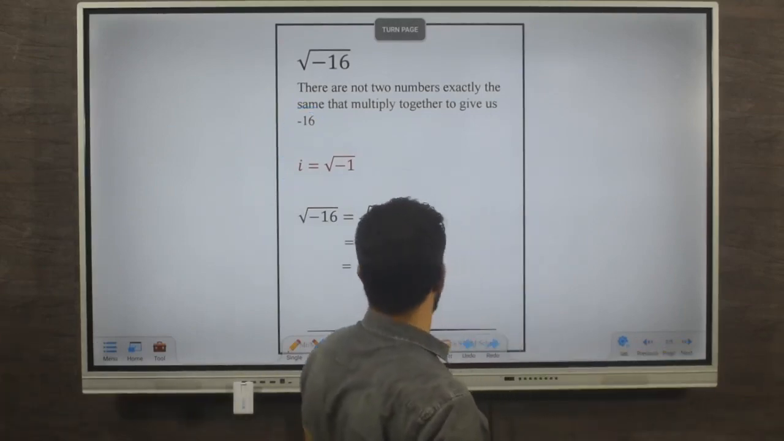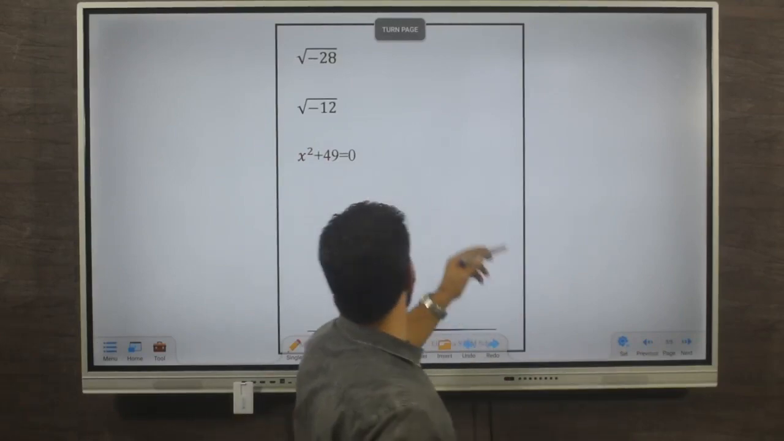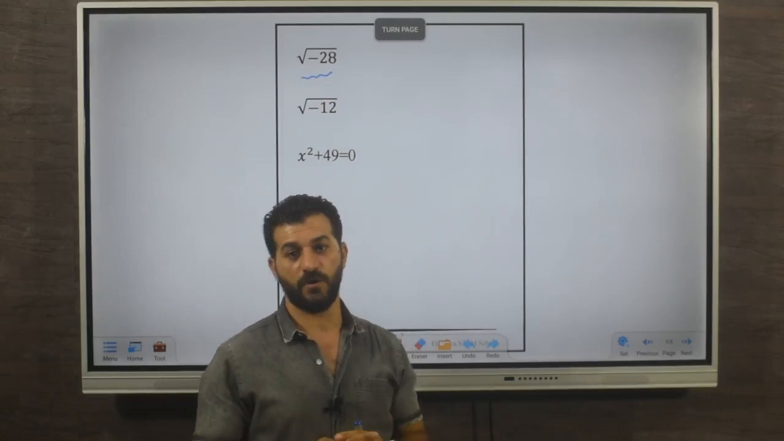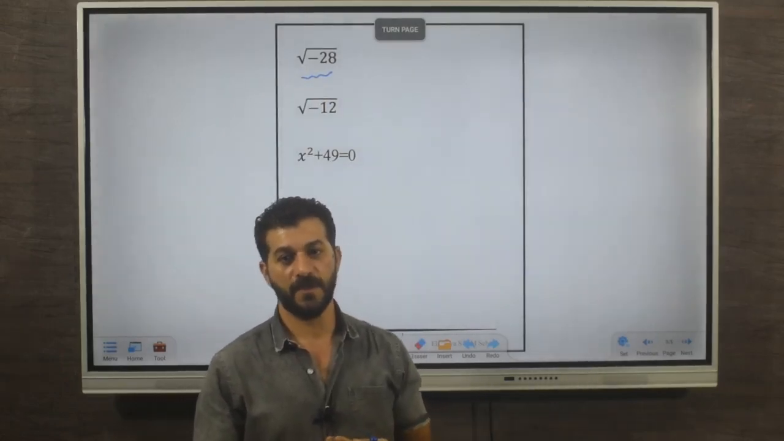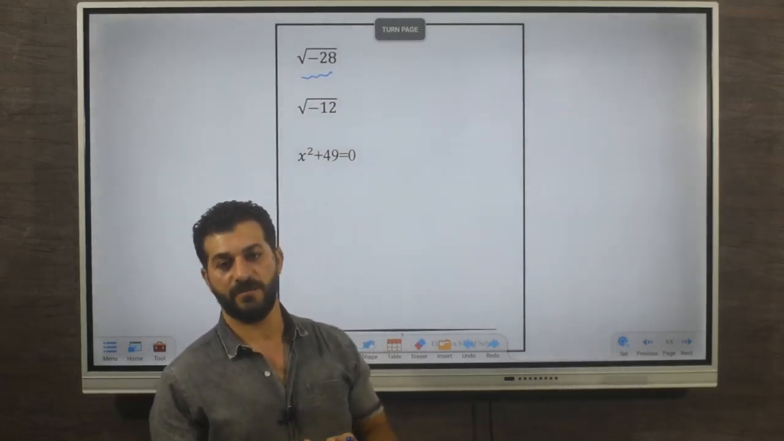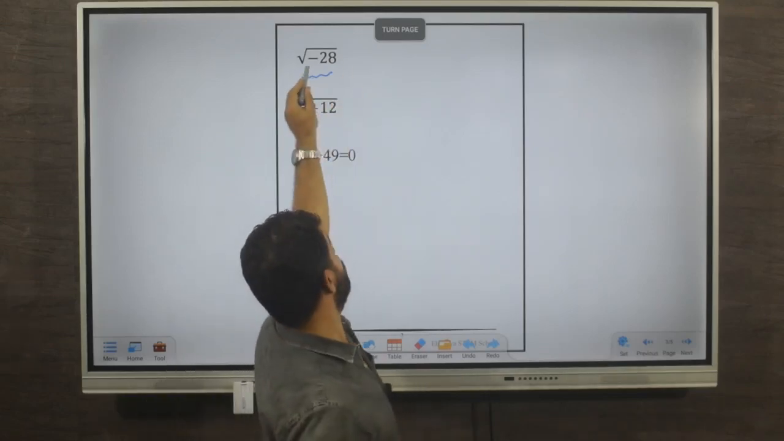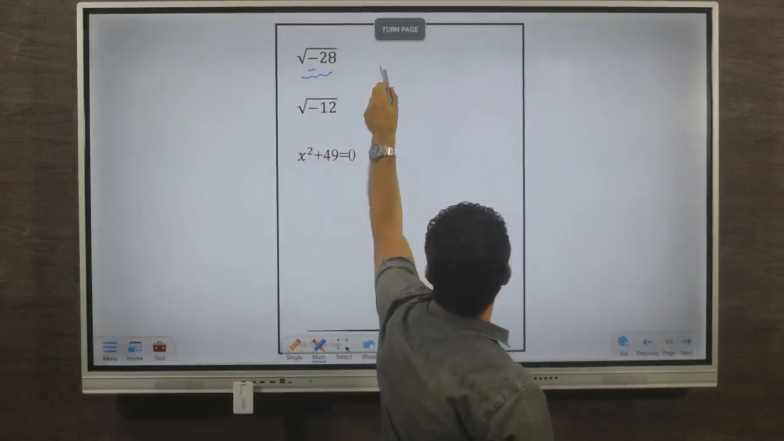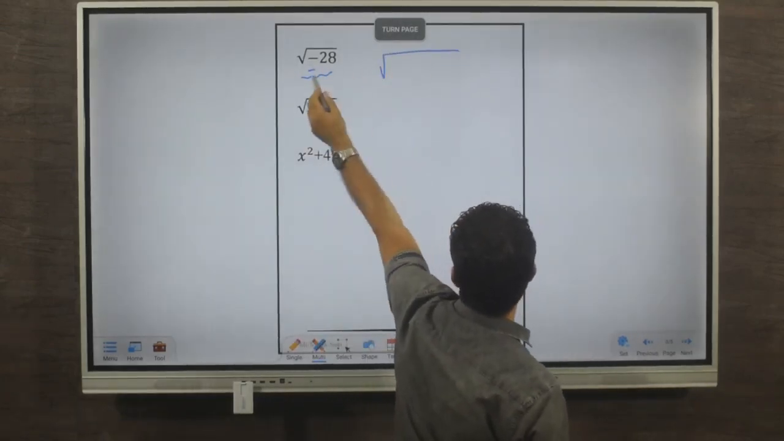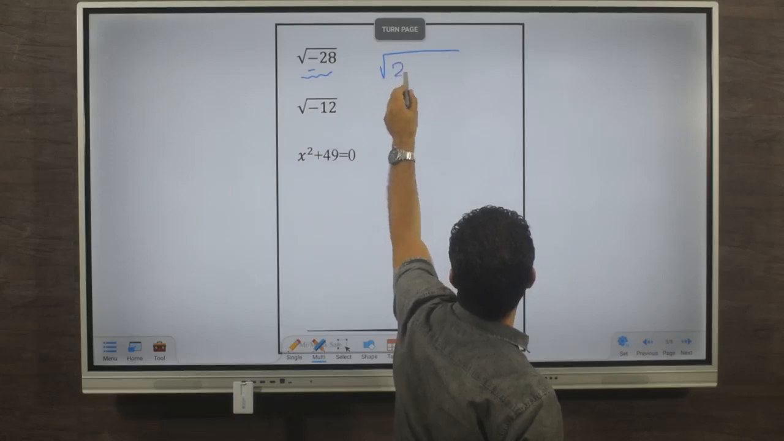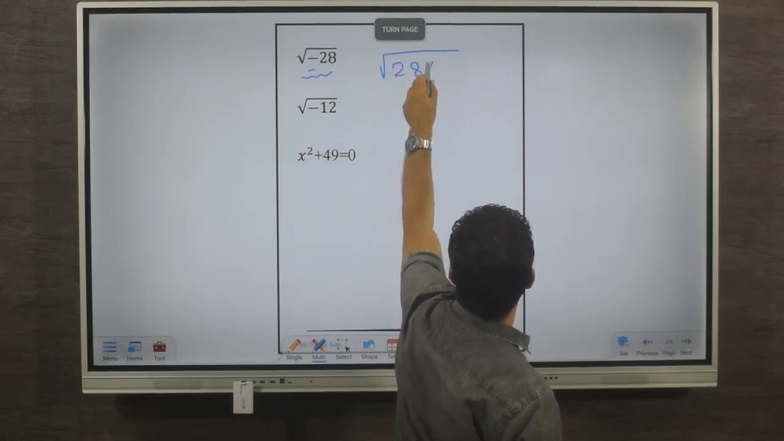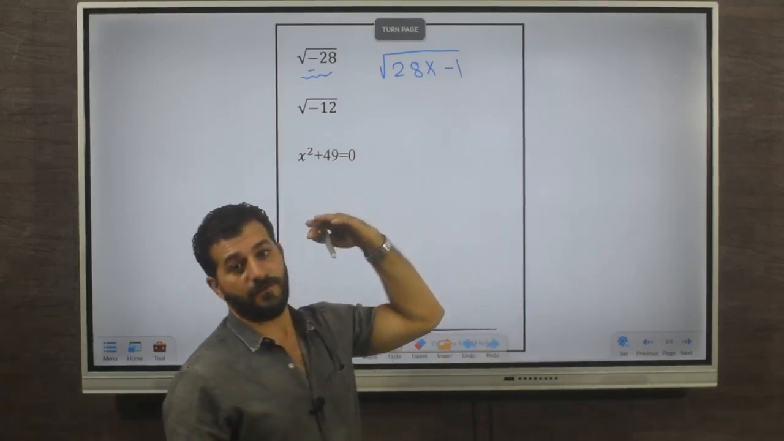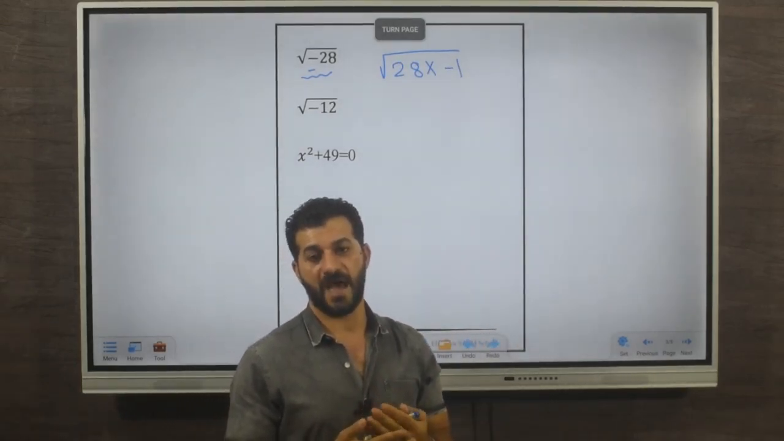Right, let's go to the next. Here, what is the square root of negative 28? If you asked someone who is studying in prep stage about the square root of negative 28, he will say there is no square root of a negative number, and actually he is right. But we can write negative 28 as 28 multiplied by negative 1. Please, you can pause the video and have a go.